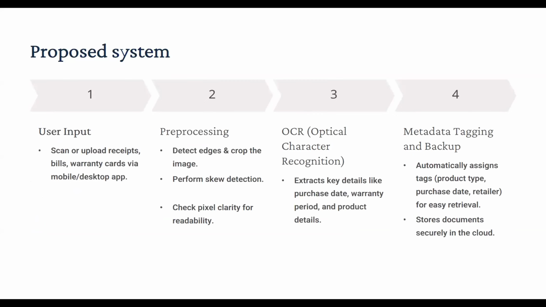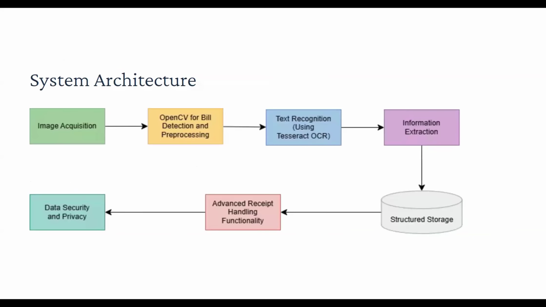Now I would like to explain the proposed system, which would address the problem we have discussed earlier. I would like to explain the system architecture diagram. First, in the system, we would provide an interface from which the user will upload the image, and the first step is the image acquisition. After that, in the second step, we would go with OpenCV for bill detection and pre-processing, which would extract text.